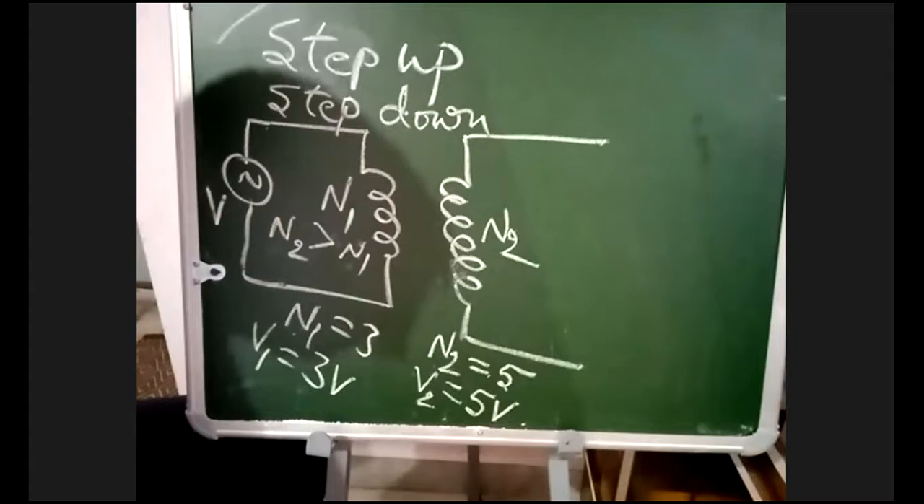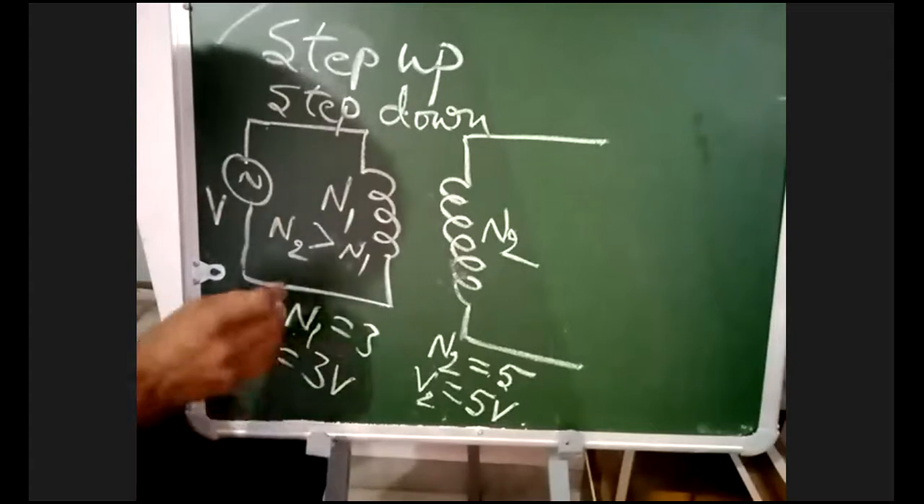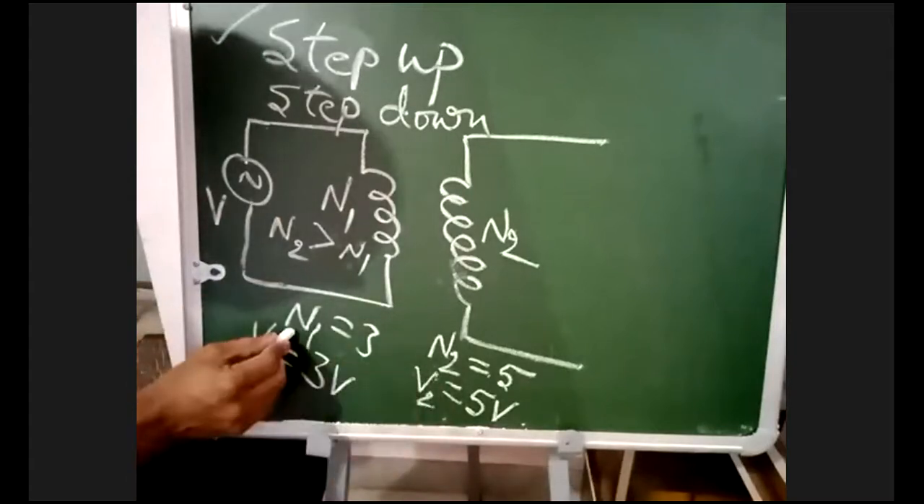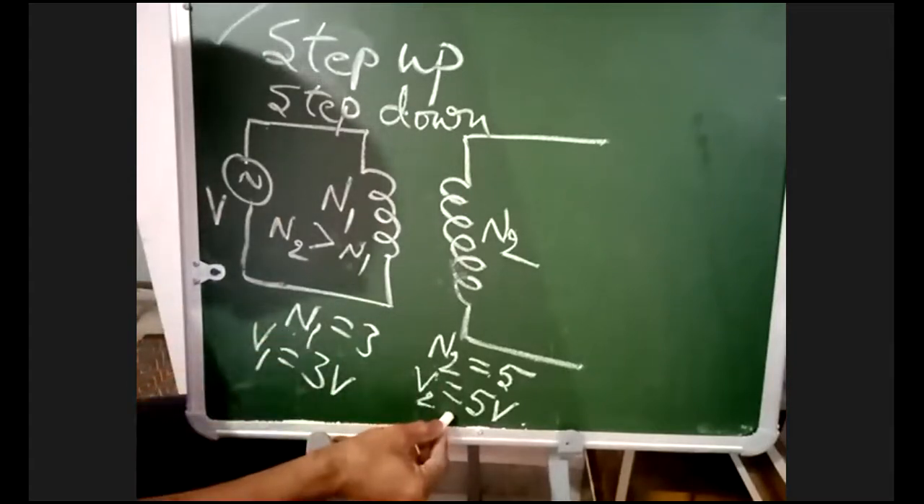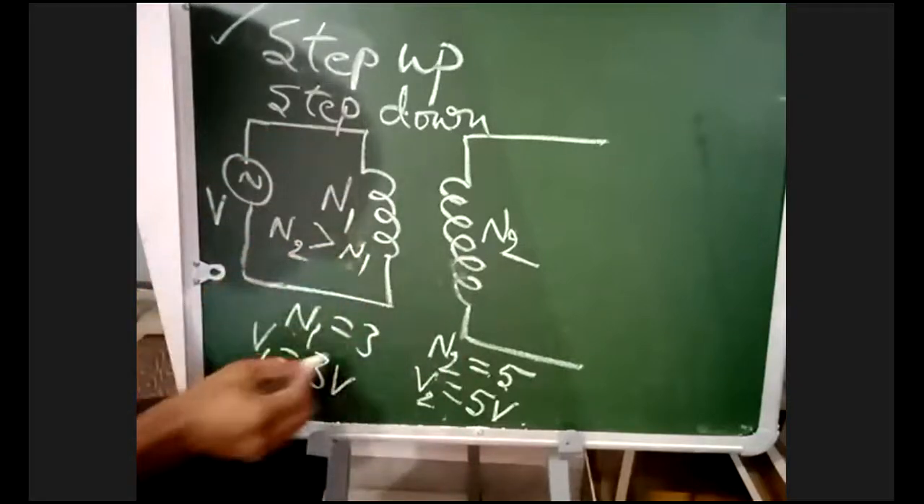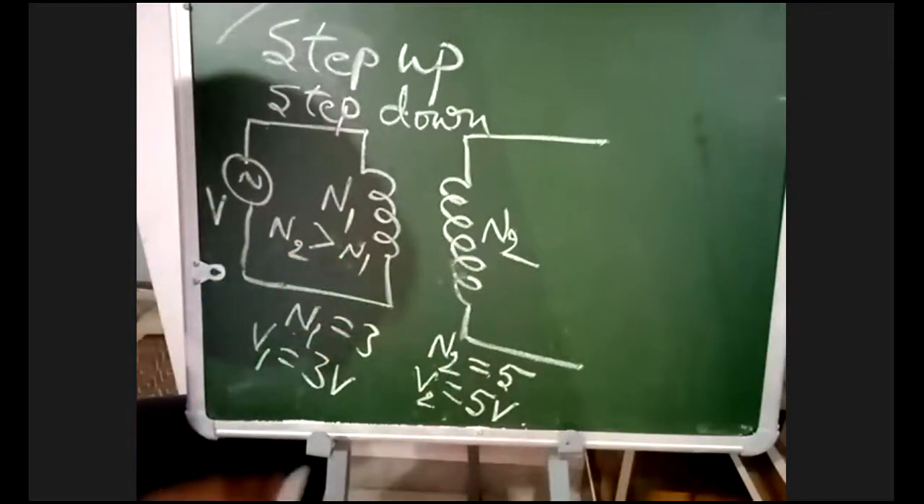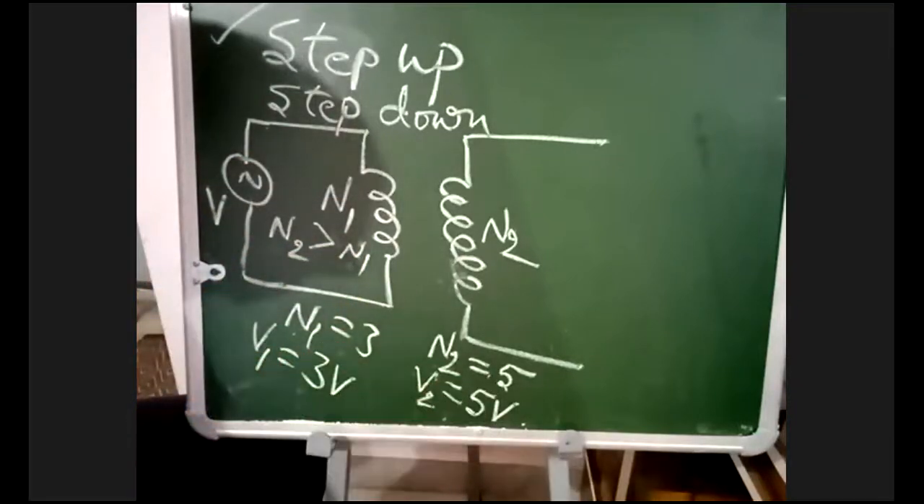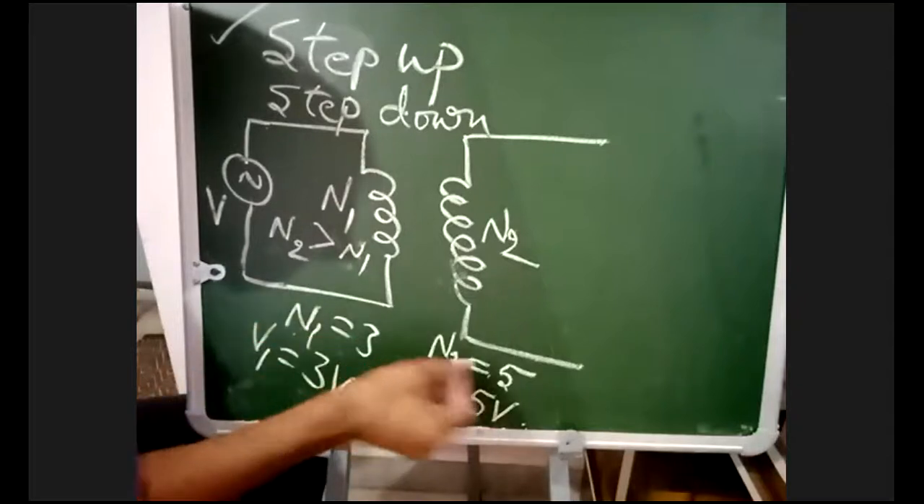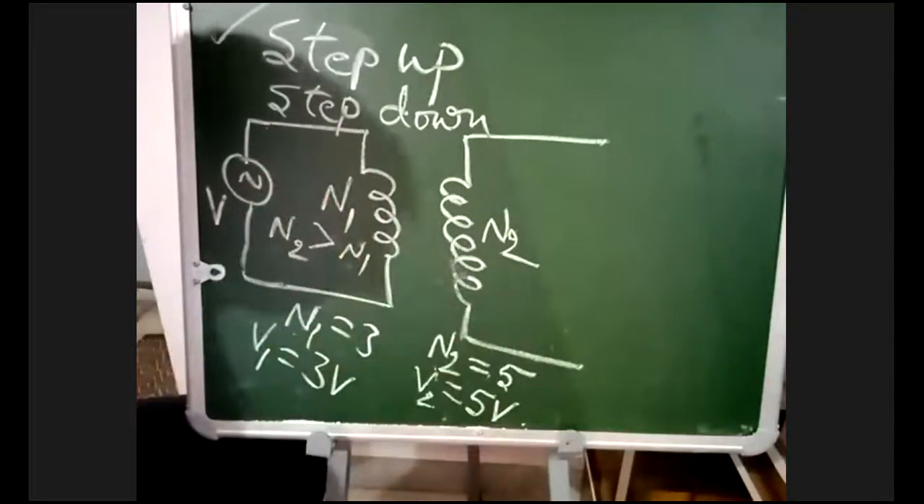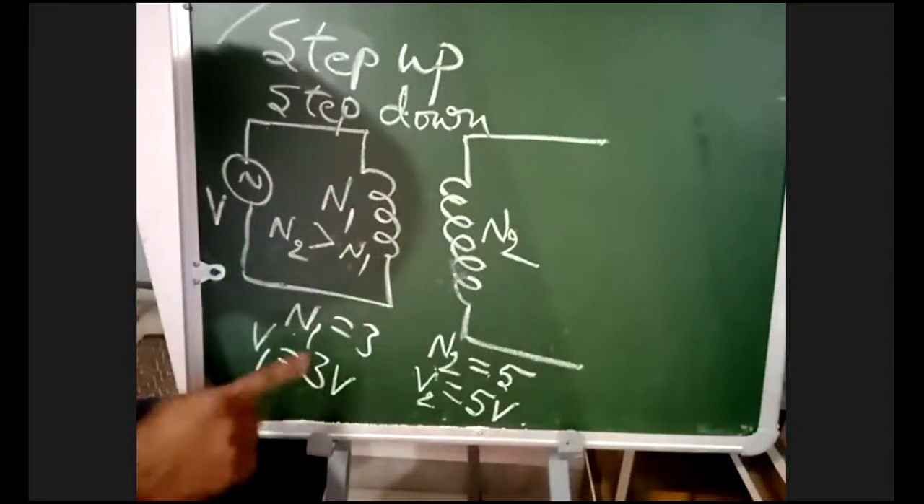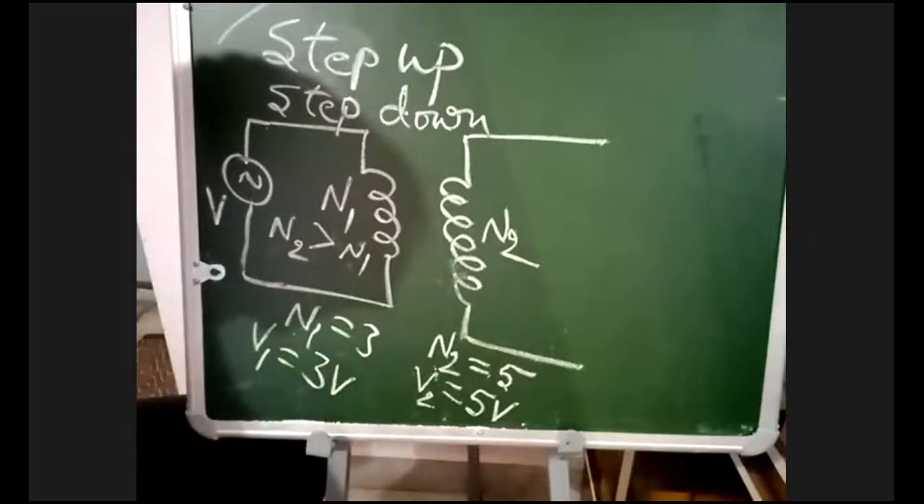There are 2 types of transformers. We can increase the voltage. If N2 is greater than N1, voltage is higher. We are stepping up the voltage from 3 volts to 5 volts. Suppose N1 is 5, N2 is 3, means we are stepping down the voltage, decreasing from 5 volts to 3 volts. That is called a step down transformer.